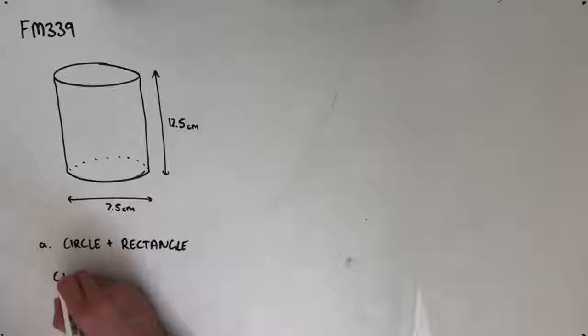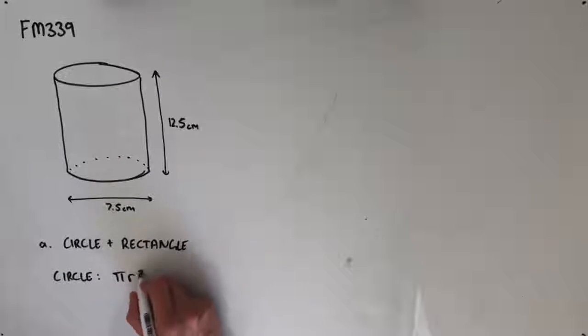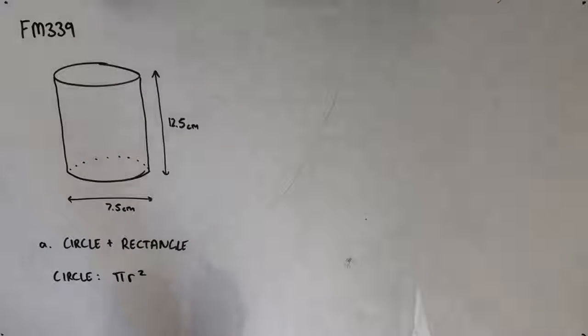So the first shape that we're dealing with is the circle that makes up the base of our soft drink can. So the formula for this would be pi r squared. Of course, in this diagram, we've been given the diameter of the can, not the radius. So plugging 7.5 divided by 2 in your calculator should let you know that your radius is going to end up being 3.75. And we'll leave that as the expression for the area of our circle at the moment.